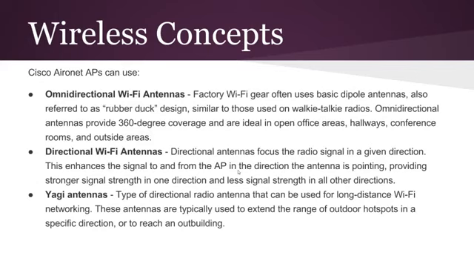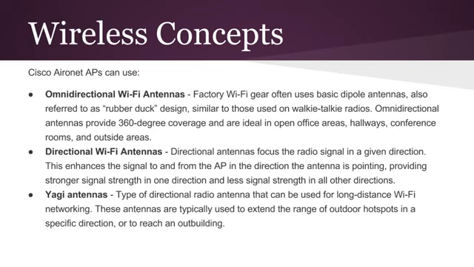Now, Cisco Aironet access points and Aironet, this is referring to satellite communication. So we have the omnidirectional Wi-Fi antennas, which are factory Wi-Fi gear often used using basic dipole antennas, also referred to as a rubber duck design, similar to those used on walkie-talkie radios. Omnidirectional antennas provide 360-degree coverage and are ideal in open office areas, hallways, conference rooms, and outside areas.